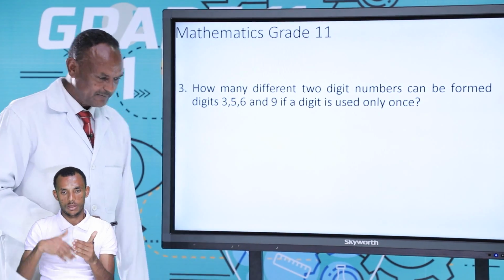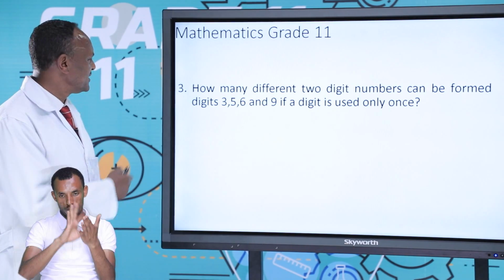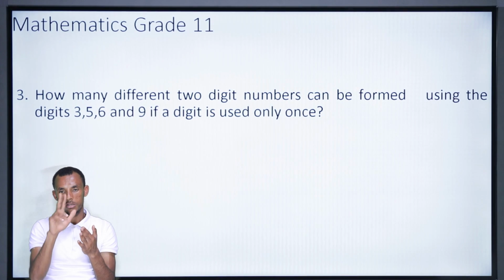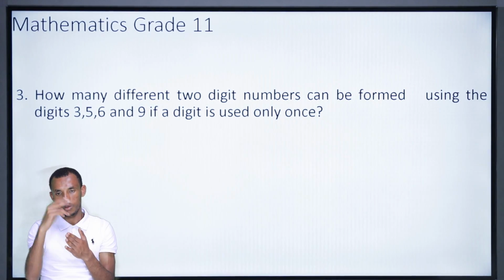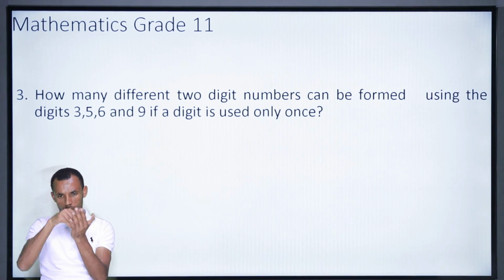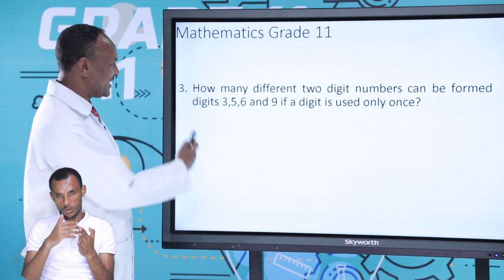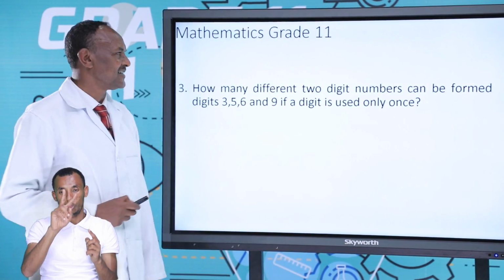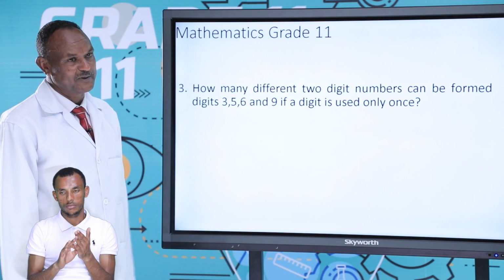Take the third one. How many different 2-digit numbers can be formed using the digits 3, 5, 6, and 9 if a digit is used only once? Only once means you cannot repeat the same digit twice in a given numeral. So how many different two-digit numbers can be formed using these digits? Let me give you 1 minute.